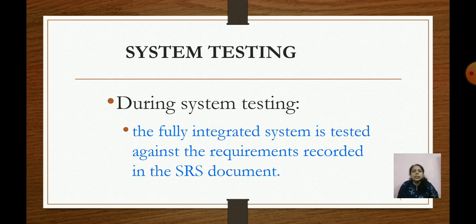Then system testing. During system testing, the fully integrated system is tested against the requirements recorded in the SRS document. Means the system testing is done according to the SRS document. As per the requirements specified in the SRS document, the programmer checks the system. After the system testing, if it is done successfully, then the software will be released to the market or go to the customer.